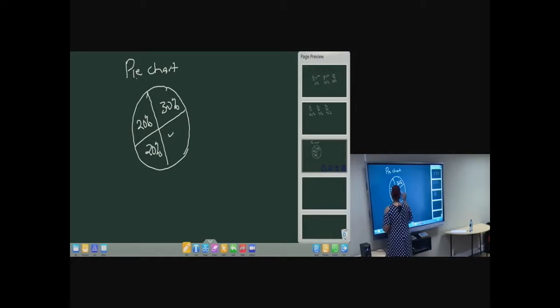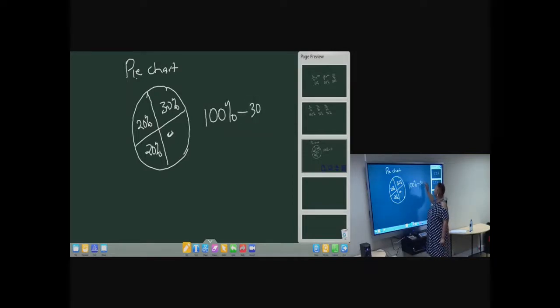Then you may be asked to calculate the other one. Because I've just said the total of a percentage is always 100, to get the part which is not given, you will just have your 100% minus the sum of all those. And that is how you will get the missing part of your pie chart. So it's 30, 40, 50, so that part is 30%.